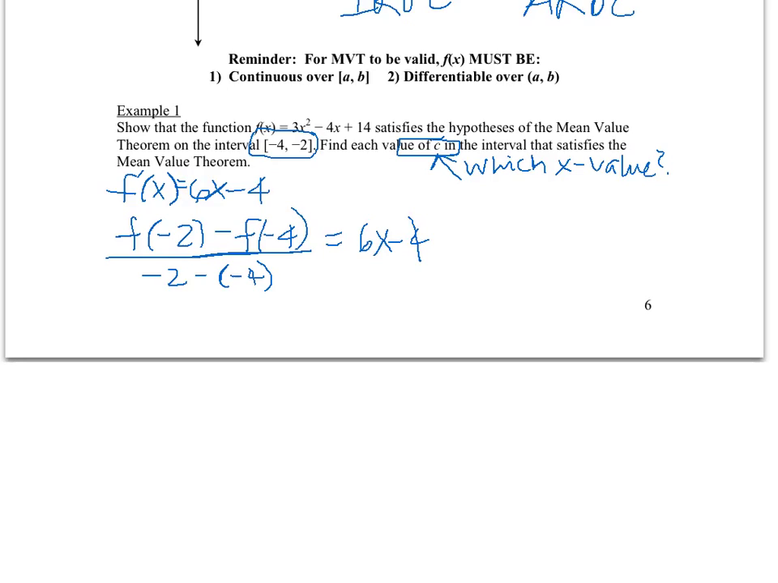Okay, so f of -2, just go ahead and plug it in and simplify. If you plug in the -2, you're going to get 3 times the -2 squared, so -2 squared is going to be 4, so that's going to be 12. 12 minus 4 times -2, so that's going to be 8, so 12 plus 8 is 20, 20 plus 14 is 34. Again, that just comes from the original function as the notation shows. And then go ahead and plug in the f of -4.